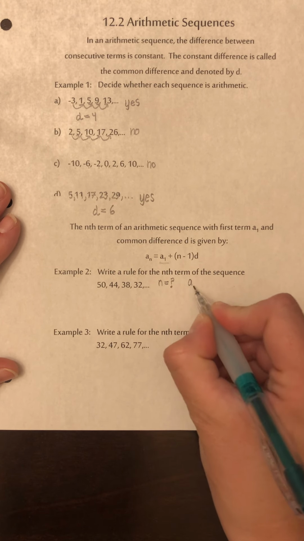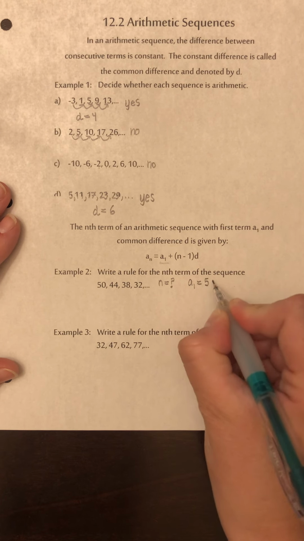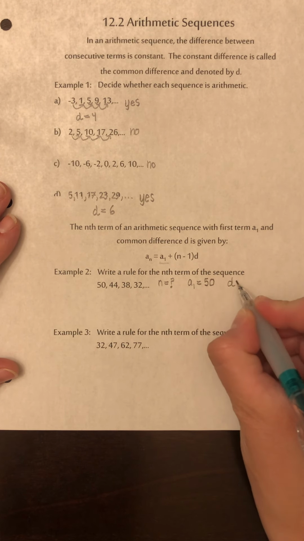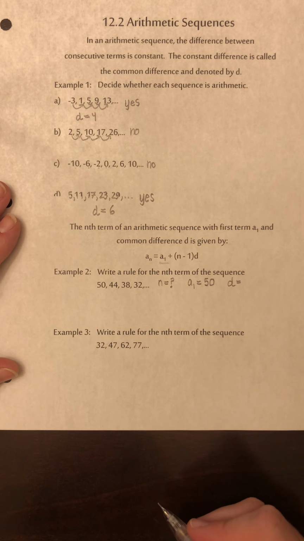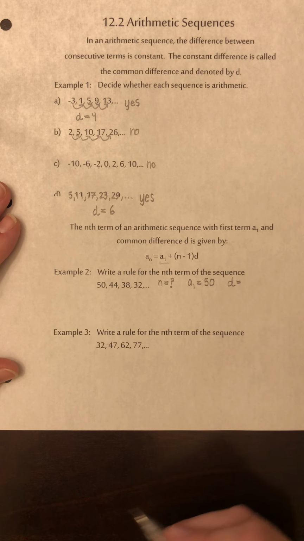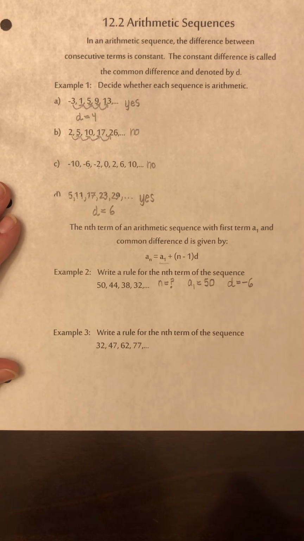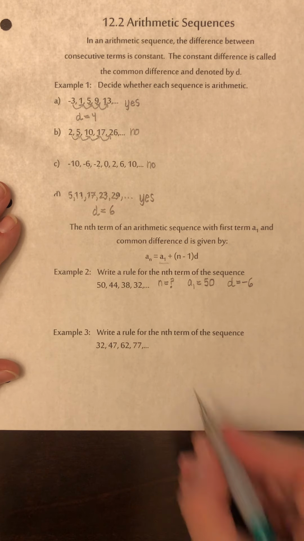We do know what the first term is. We can see it in the sequence. It's a 50, and we can figure out what the common difference is. So what's going on to get from 50 to 44, and from 44 to 38, and from 38 to 32? It's going down by 6, and so that means our common difference is a -6.